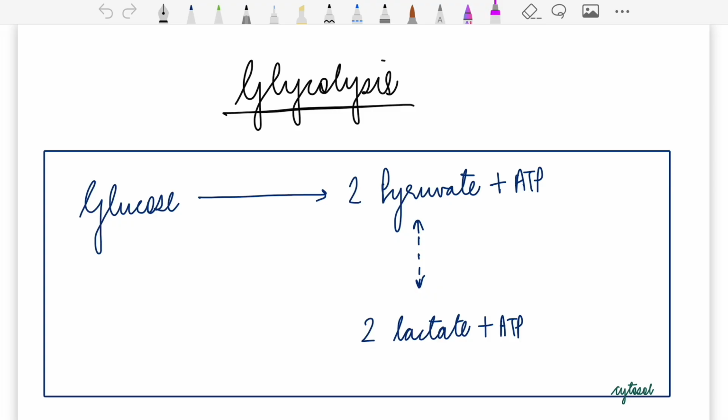Now, coming to this topic, this is glycolysis. We have discussed in one of our videos about medical terminologies that glyc means glucose, and lysis means breakdown. So glycolysis is basically breaking down glucose into something. That something is pyruvate, or indirectly it can be lactate.